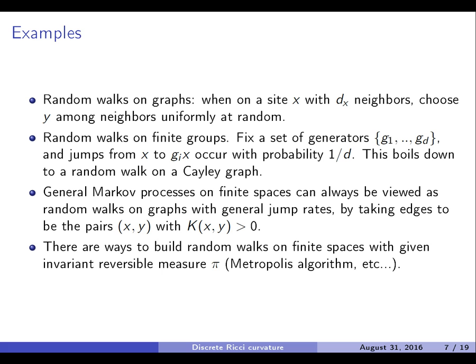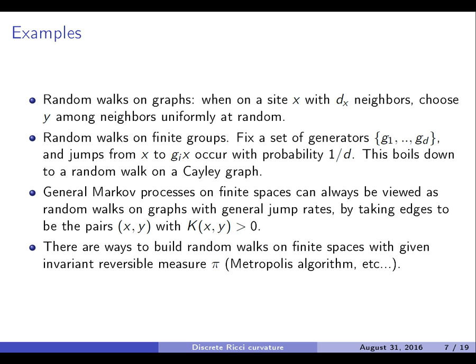And typically, you'll assume the set of generators to be symmetric so that you have the nice reversibility property. And then the measure will be the uniform measure on your set. And this boils down to a random walk on the Cayley graph of the group with this set. And of course, you can then start looking at general Markov processes. There's always a way of encoding general Markov chains as random walks on graphs, up to not choosing the neighbors uniformly at random, but choosing in a weighted way to which neighbor you jump.